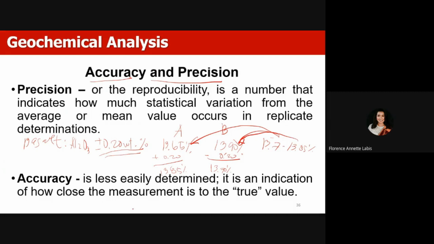So that's what we call the precision. Accuracy is less easily determined. It is an indication of how close the measurement is to the true value, and the true value here is usually compared with what we call a standard sample. I will give you some examples of the standard values that I'm talking about in the next lesson.